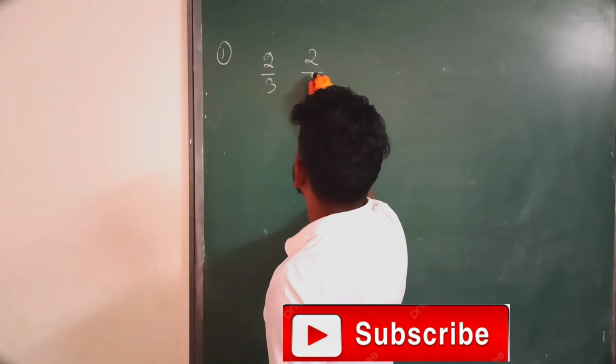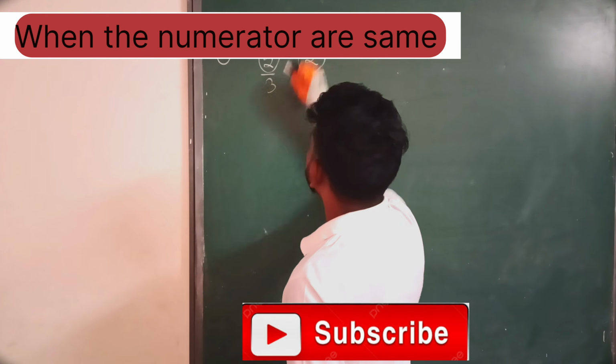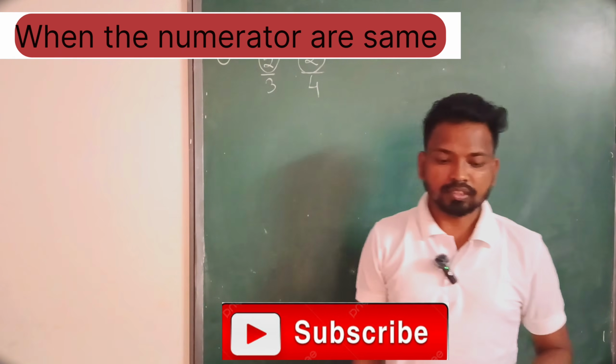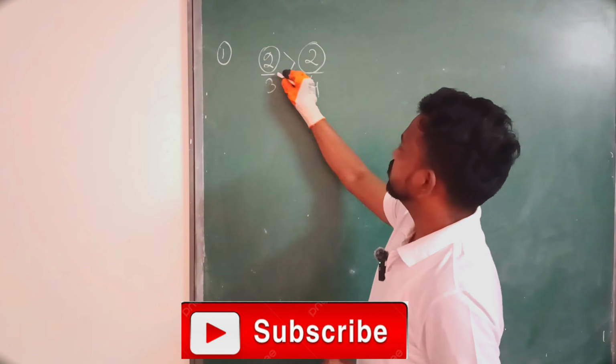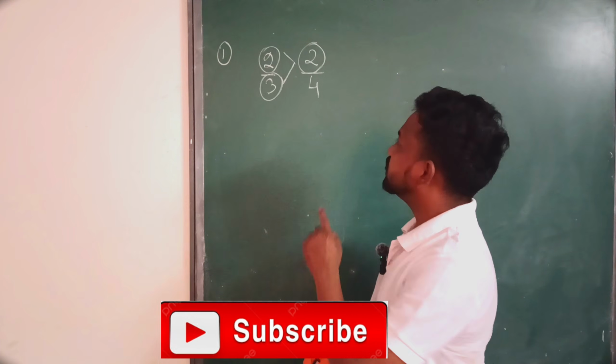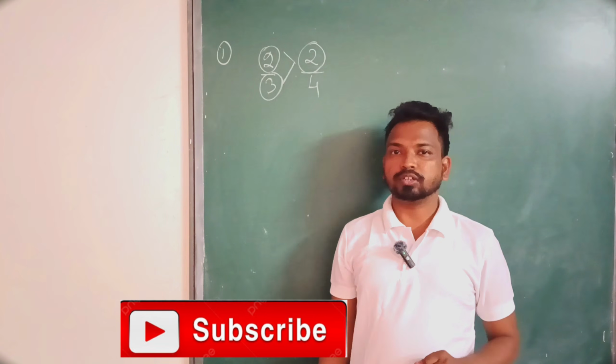Okay, let's see. When the numerators are same, suppose you have 2 by 3 and 2 by 4. In this case, what happens, students? Your numerators are same. If the numerators are same, then the smaller denominator, whichever fraction has it, that fraction is always the greater fraction. Fine.